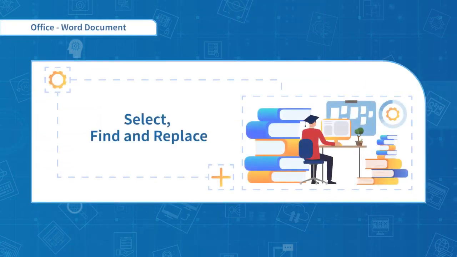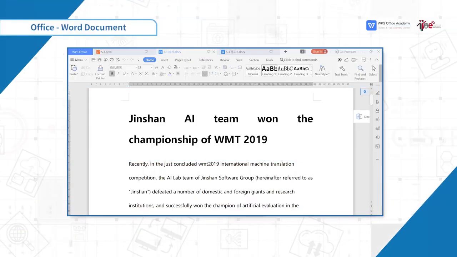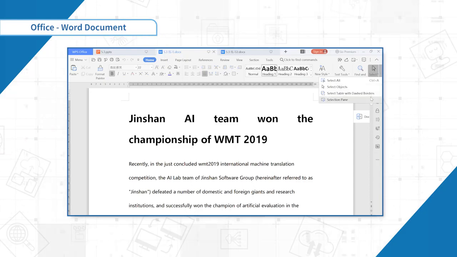In this section, I'm going to teach you the functions of select, find, and replace. The select function can help us quickly select the specified content in a document. Its location is at the beginning of the menu bar, Select. There are four options: Select All, Select Objects, Select Table with dashed borders, and Selection Pane.